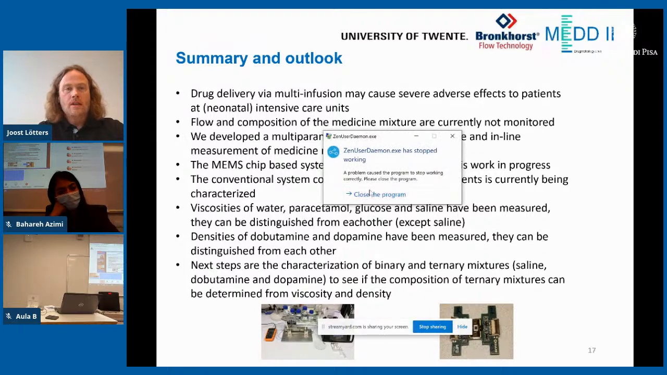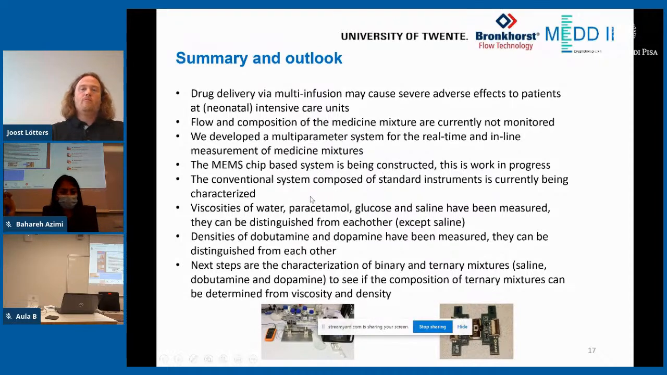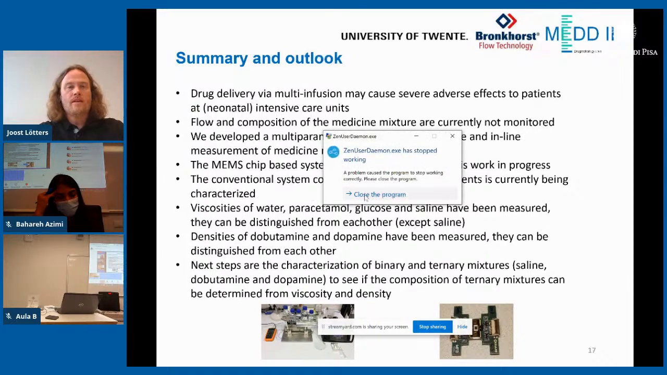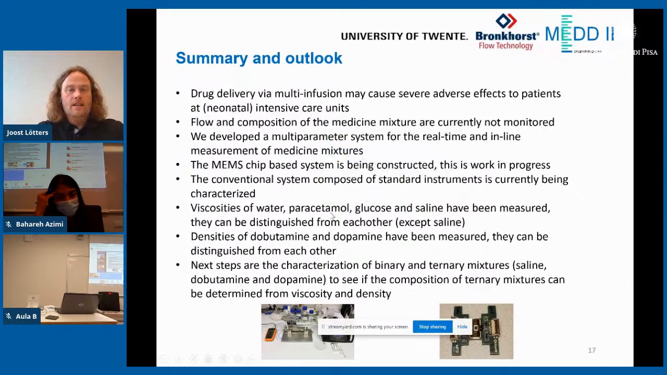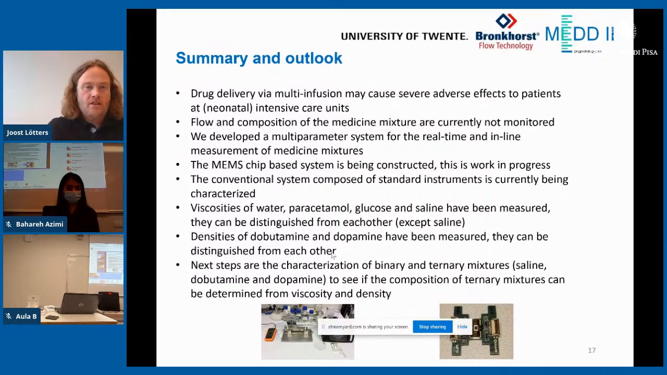So in order to prove the principle, we composed a conventional system of standard instruments, and that's being characterized. So for now, we measured the viscosities of the single fluids: water, paracetamol, glucose, and saline solution. And they can be distinguished from each other via viscosity, except for saline. And for the medication, we already tested dobutamine and dopamine. For the blood pressure regulation, we measured the density, and they can also be distinguished from each other.